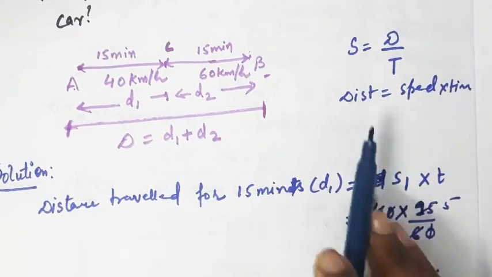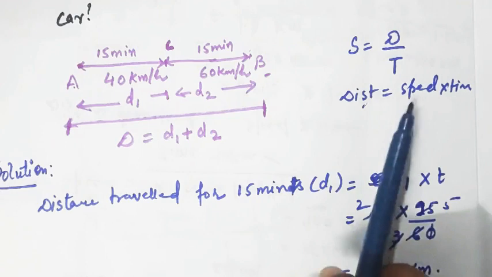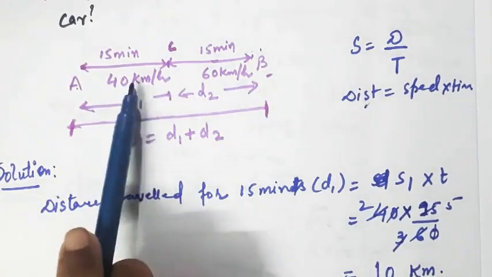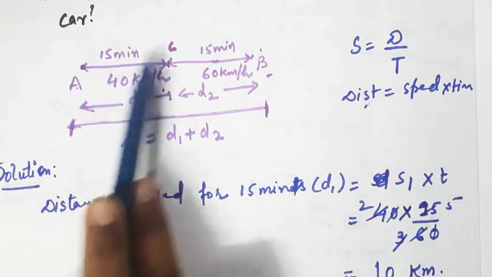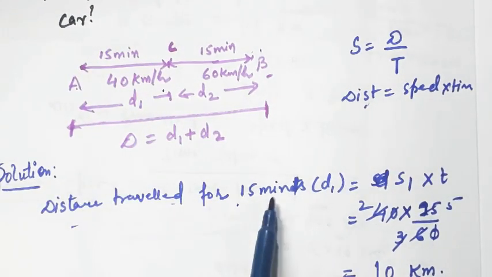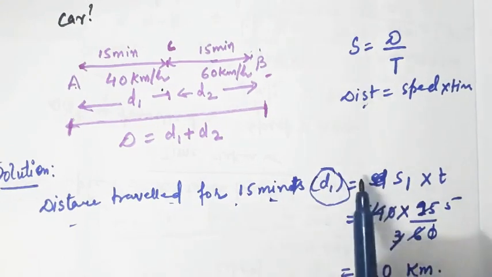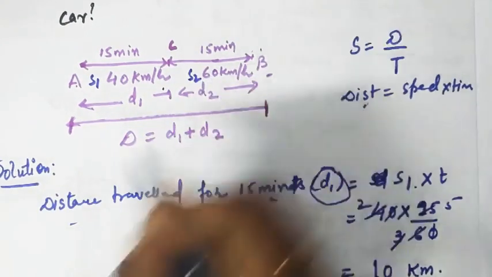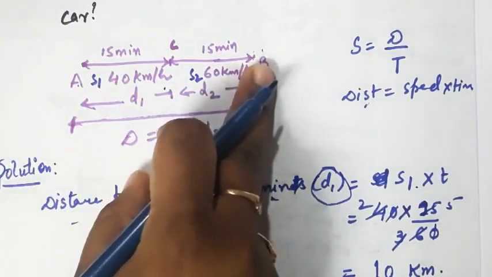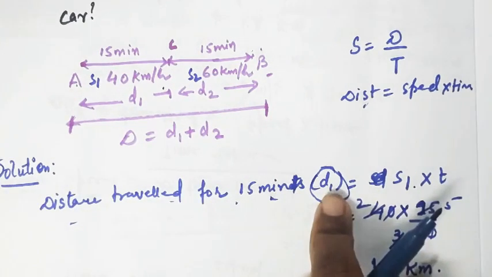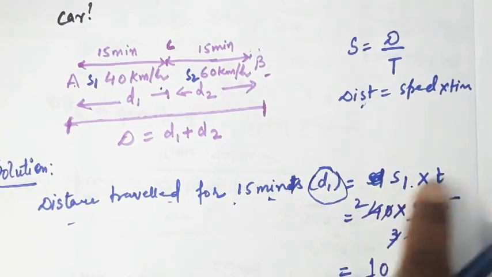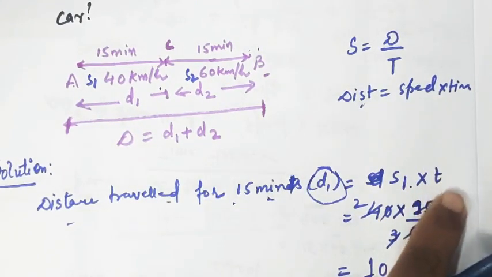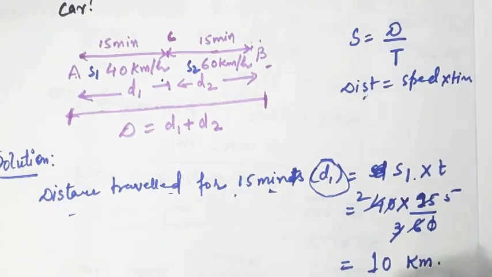Right. So let's move to the solution part. As we know, speed is equal to distance upon time, so distance will be speed into time. For the first 15 minutes the speed was 40 km per hour and the time was 15 minutes. So the distance traveled, which I have taken as D1, is equal to speed. I have taken this one as S1 and this as S2, speed 1, speed 2 to differentiate. So distance D1 is equal to S1 into T, speed 1 into time. Why have I not written T1? Because time is the same, so I have no need to differentiate.